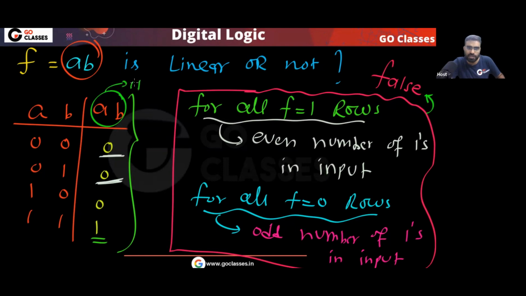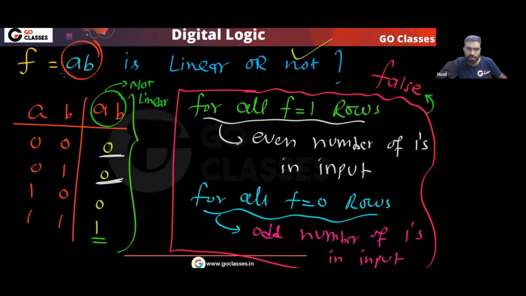Did you understand? Please tell me. Not linear. The definition, did you understand? Let me know. So this f equal to AB is not linear. Okay. So please understand the definition.